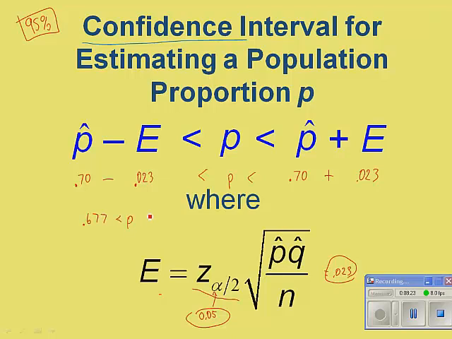0.677 is less than P, and that's less than 0.723, this is what you call the 95% confidence interval. Does that make sense? Isn't that exactly the interval we had in that exercise?